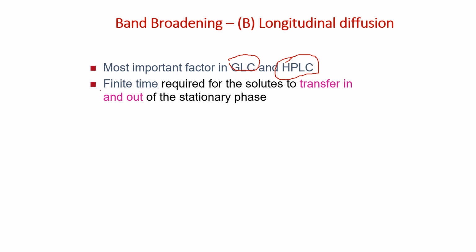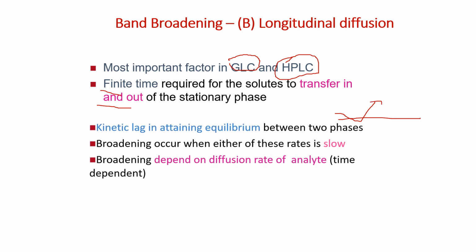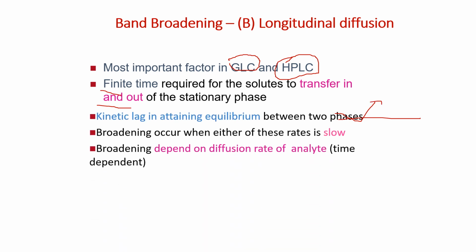There is a finite time required for the solute to transfer in and out of the stationary phase. So once it goes into the stationary phase, goes inside here, and then the analyte wants to go out again, that's the factor. So broadening occurs when either of these rates is low, and also it depends on the diffusion rate of the analyte.